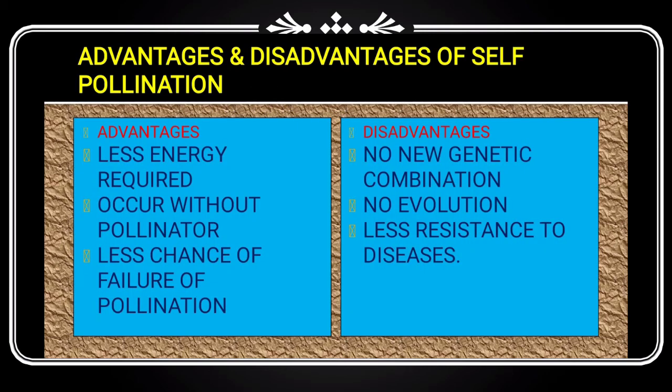Now coming to the advantages and disadvantages of self-pollination. Advantages: less energy is required, occur without pollinator, less chance of failure of pollination. Disadvantages: no genetic variation, no evolution, less resistant to disease.